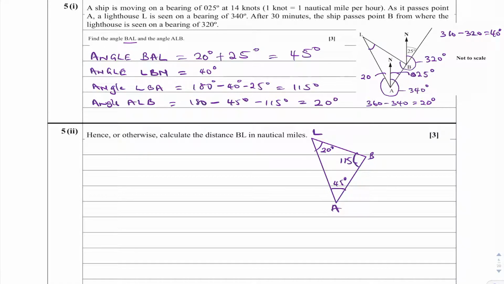Now, this side here, AB, is for 30 minutes, and 14 knots is 1 hour. And therefore, we travel for 30 minutes, so that would be 14 over 2, so that's 7. The distance here is 7 because it's 14 over 2. Now, the distance LB is what we're looking for. Let's call that little a. And the AB, should we call that little l?